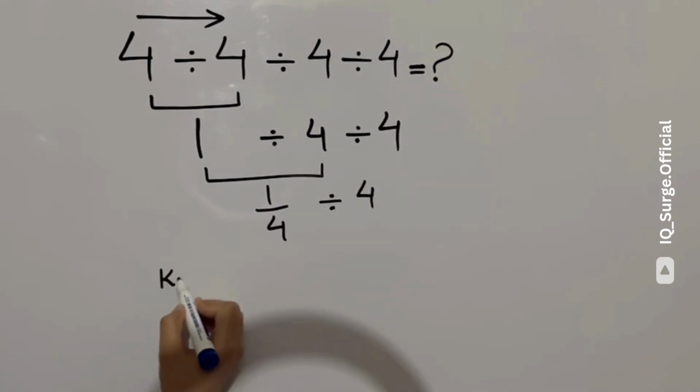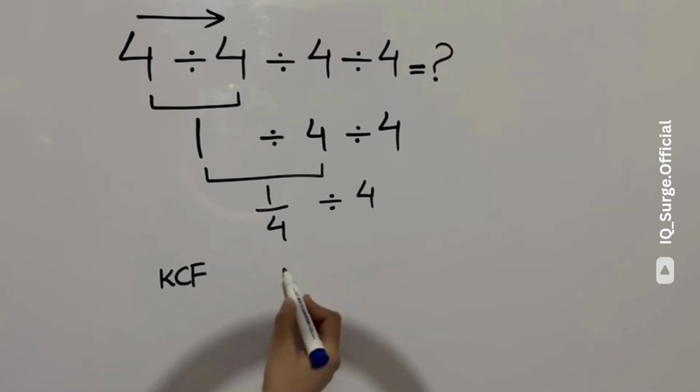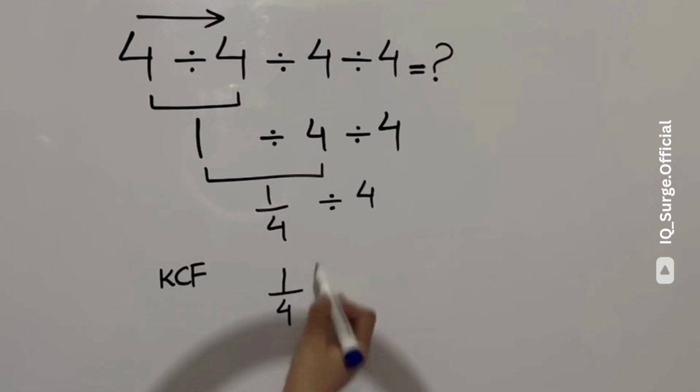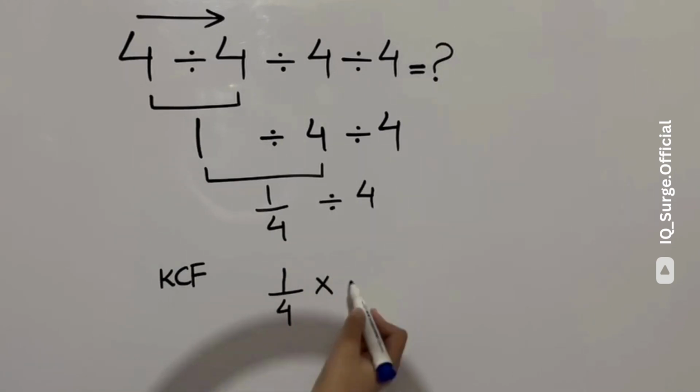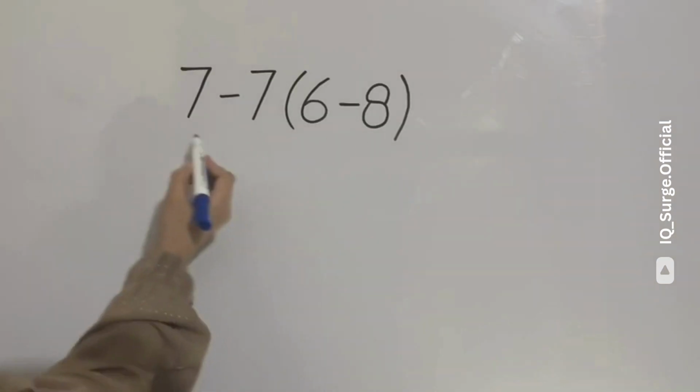Here comes the KCF rule. Keep, change, flip. So we keep the first fraction, change the division to multiplication, and flip the second 4 to become 1 by 4. Now we multiply 1 by 4 times 1 by 4. So the final answer to this problem is 1 by 16. 99% of people get this wrong.